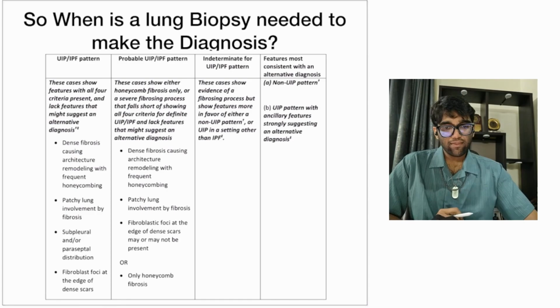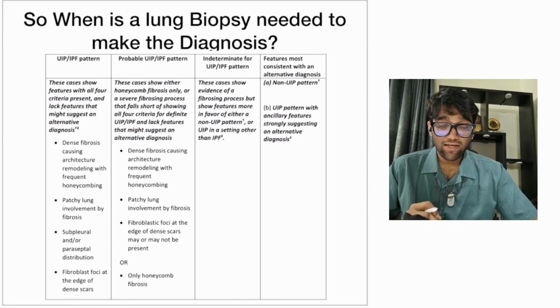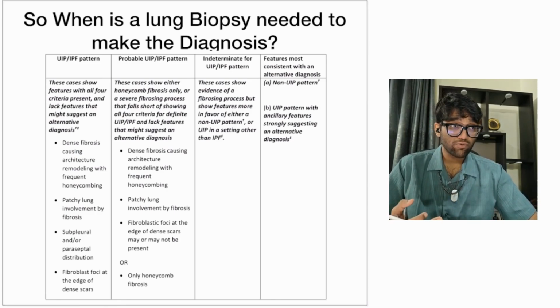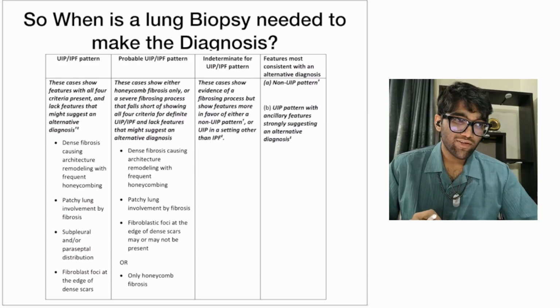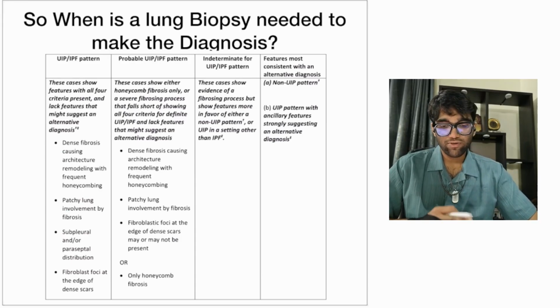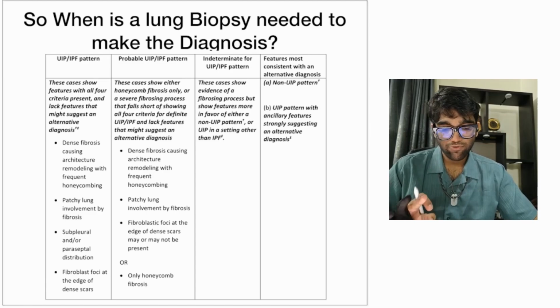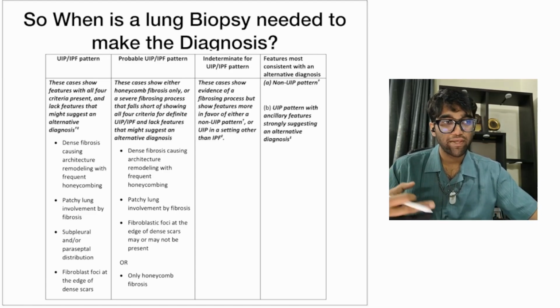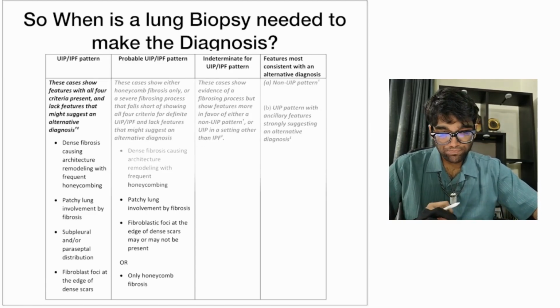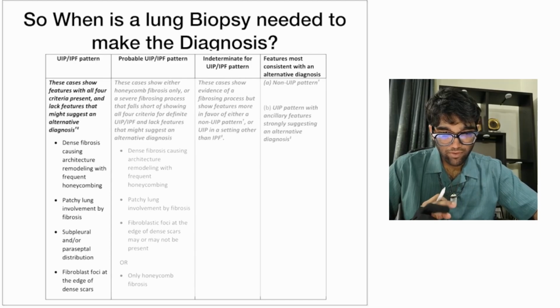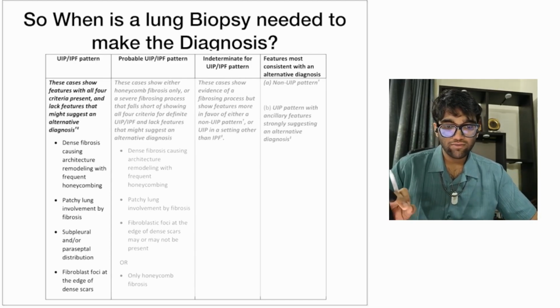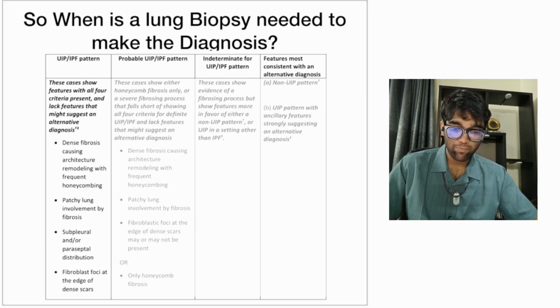Okay, now, so when do I need to take a lung biopsy? That brings us to the question. So obviously, the obvious answer from what we've understood till now is when you have an indeterminate for UIP pattern. Okay, because an indeterminate for UIP pattern implies that there is something else happening. Okay, so now there is a situation in which we also do it for UIP and IPF patterns.